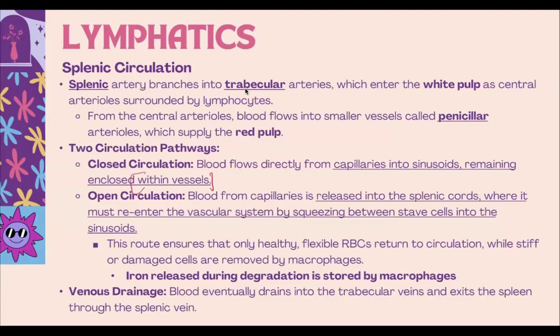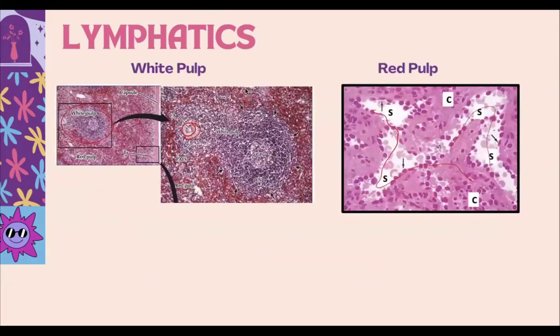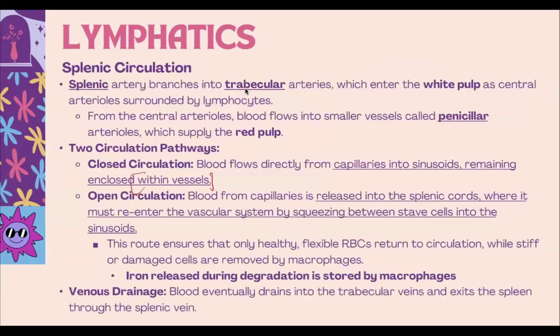Versus open circulation, where blood from the capillaries comes into the splenic cords. Remember the splenic cords that we showed here. Then they have to enter the vascular system again. So the blood is now out of the vessel, in the splenic cords, and as it passes through, it has to enter back into the vessels. It does this by squeezing between stave cells and going back into the sinusoids. I hope that made sense.